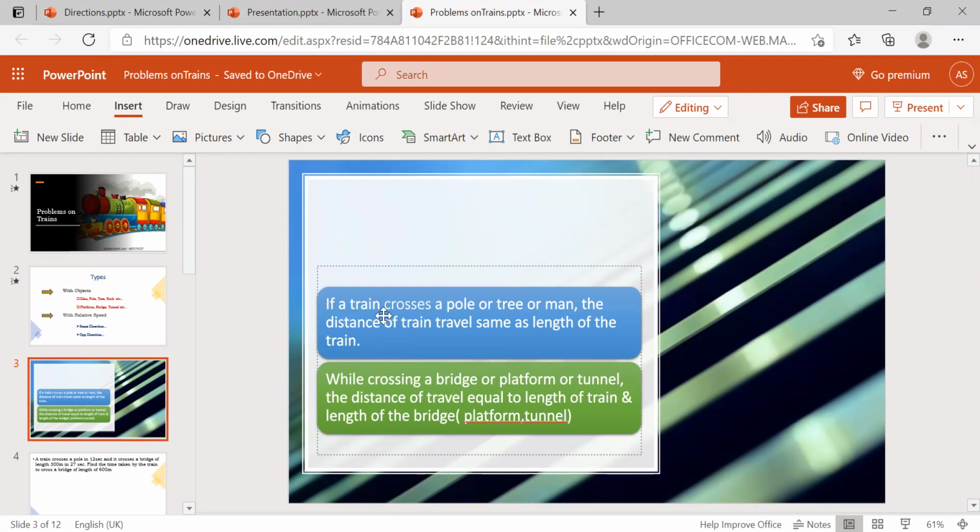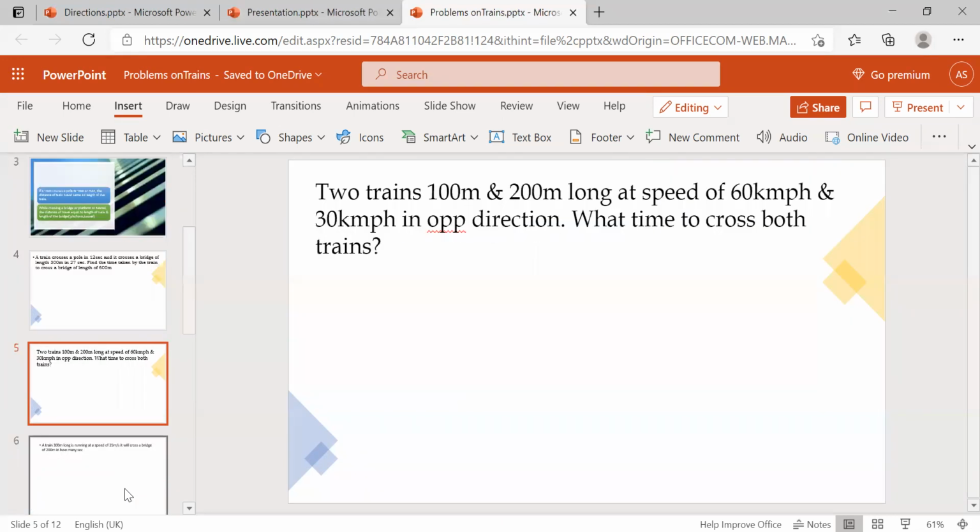If a train crosses a pole or tree or man, the distance the train travels is the same as the length of the train. While it crosses a bridge, platform or tunnel, the distance traveled by the train equals the length of the train plus the length of the bridge or platform or tunnel or any other train. It's a very important thing you need to know. Now, let's see some basic problems.